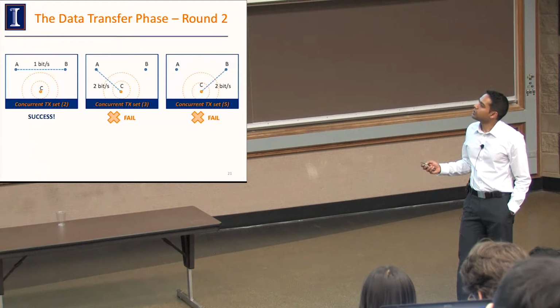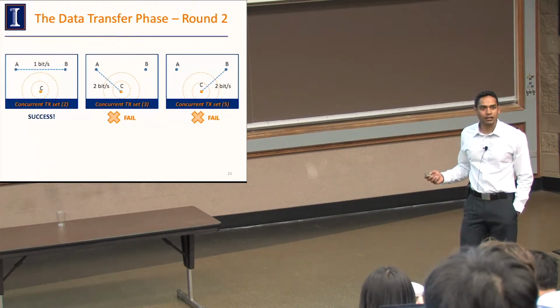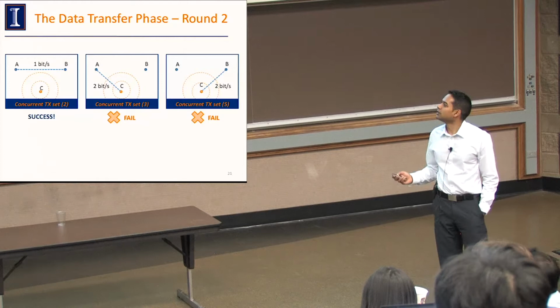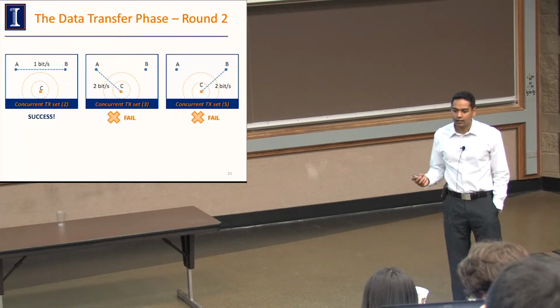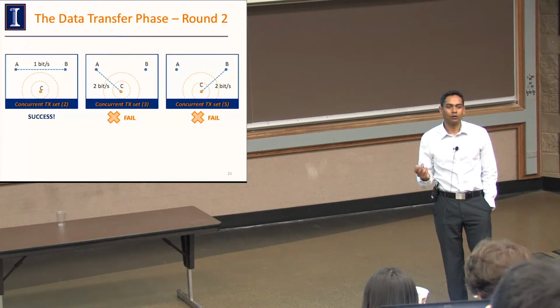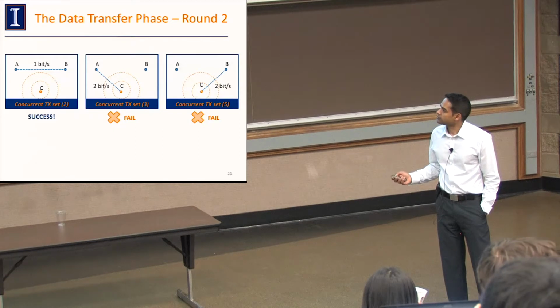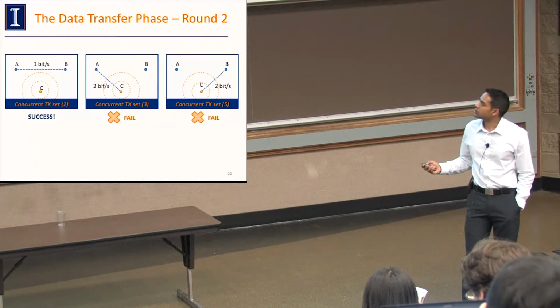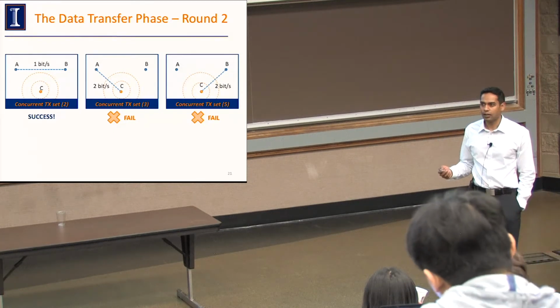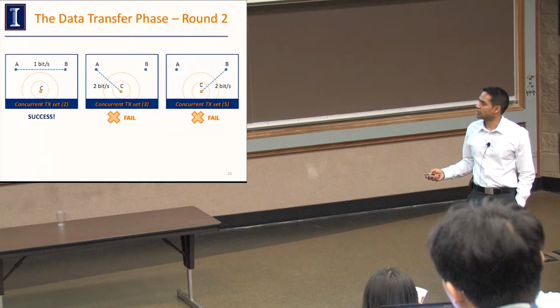So node A and B now are communicating at 1 bit per second, but they get half the time. Node B and C communicate at 2 bits per second. They get a quarter of the time. And similarly, node A and C communicate at 2 bits per second, but they get a quarter of the time.